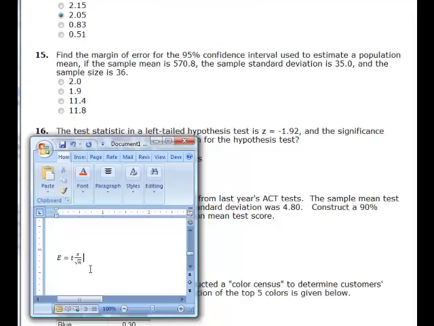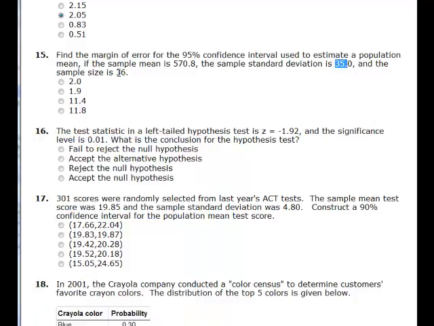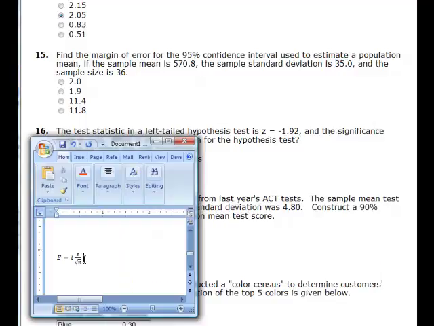Here's what our formula looks like. We need the t of alpha over 2, our critical value, and we need s, which is the sample standard deviation, and our sample size, n. So we've got our sample standard deviation of 35.0, and the sample size is 36. We could put both of those in there. Then the only other thing we need is the t.